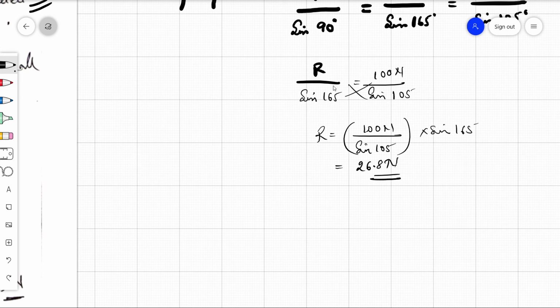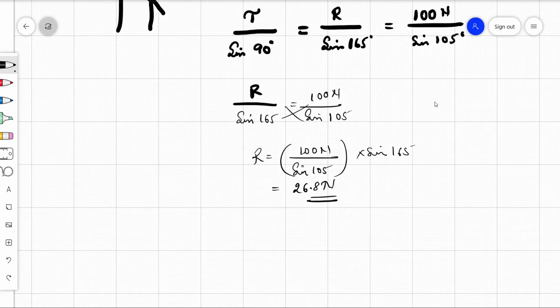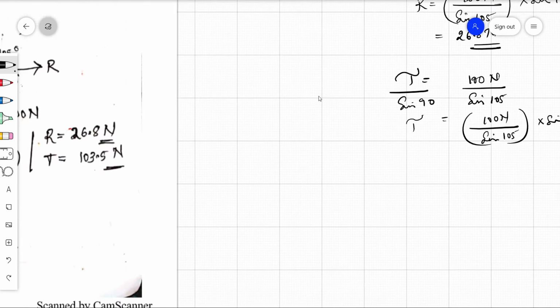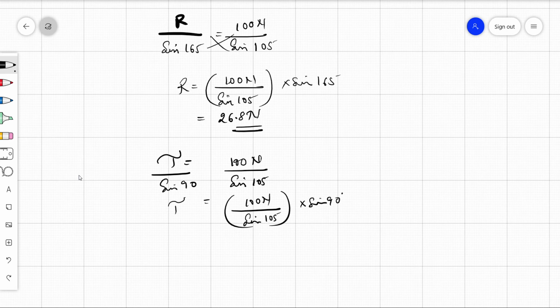The same with the tension. T divided by sine 90 is equal to 100 Newton divided by sine 105. So T is equal to 100 Newton divided by sine 105, multiplied with sine 90. Then it might be something like 103.5 Newton. That's it. It's done.